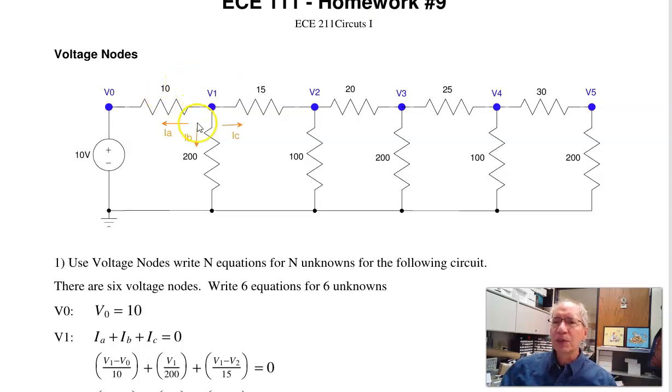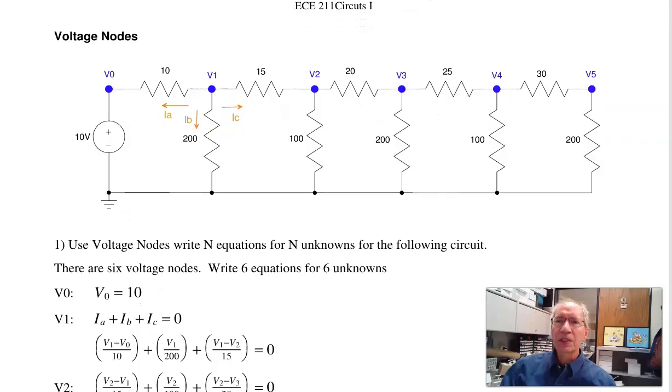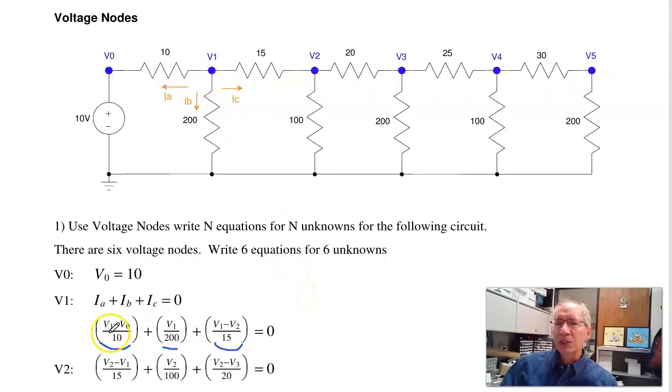So if I look at node V1, I've got 3 resistors attached. The current IA plus IB plus IC has to add to 0. The current IA is V1 minus V0 over 10. That's this term. Current down is V1 minus 0 over 200. And current to the right is V1 minus V2 over 15. The pattern is when I write this, all the V1s are positive. Everyone else is negative. In addition, if I check the units, this is volts over ohms is amps plus amps plus amps equals 0. The units have to match up.